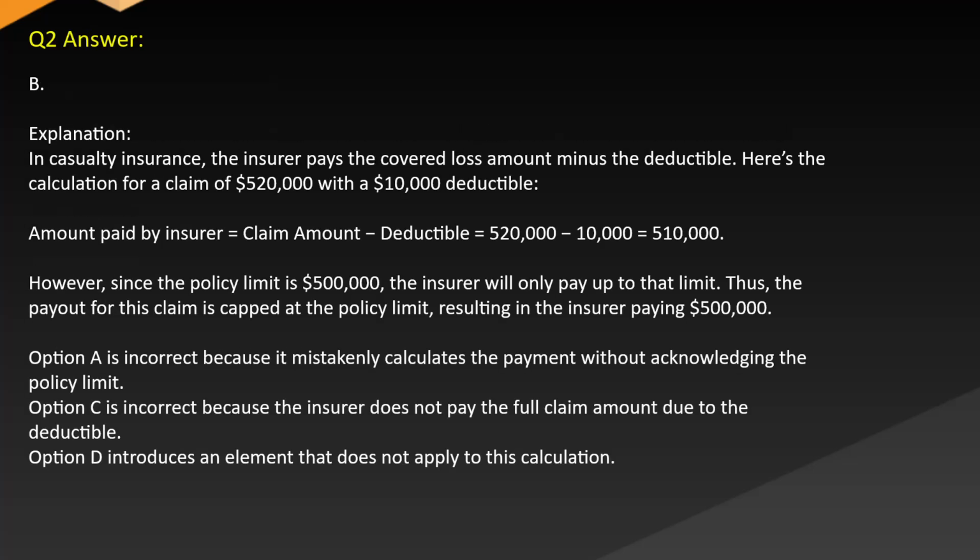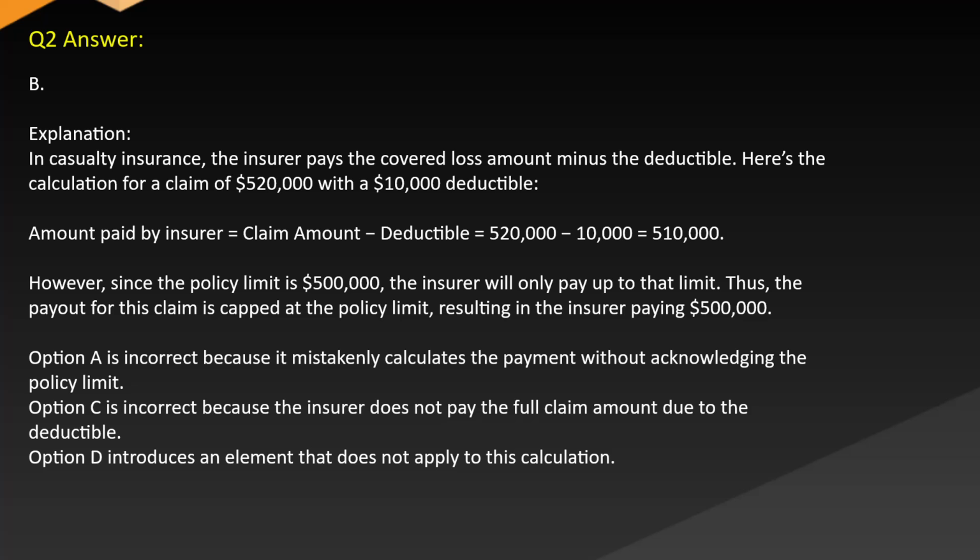Answer B. Explanation. In casualty insurance, the insurer pays the covered loss amount minus the deductible. Here's the calculation for a claim of $520,000 with a $10,000 deductible. Amount paid by the insurer equals claim amount minus deductible, equals $520,000 minus $10,000, equals $510,000. However, since the policy limit is $500,000, the insurer will only pay up to that limit. Thus, the payout for this claim is capped at the policy limit, resulting in the insurer paying $500,000.